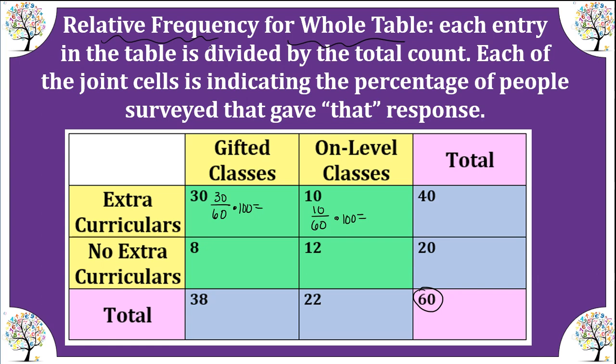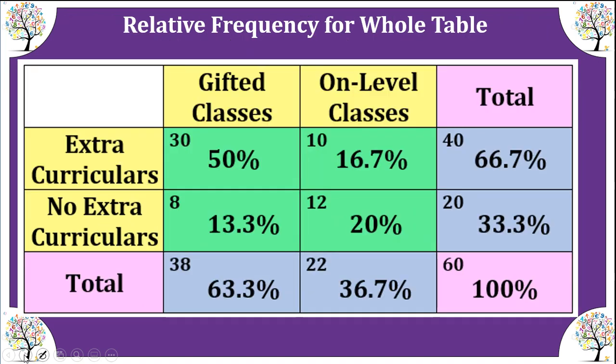Now, if we just use the word relative frequency and we don't use the word whole table, we just are going to assume that it is the whole table. So divide every count by your total that was surveyed and multiply it by 100. And of course, since we use this total, this will be 100%. And when we divide those out, this is what we should get. Now, when we get a decimal, let's round to the nearest tenth of our percent here.